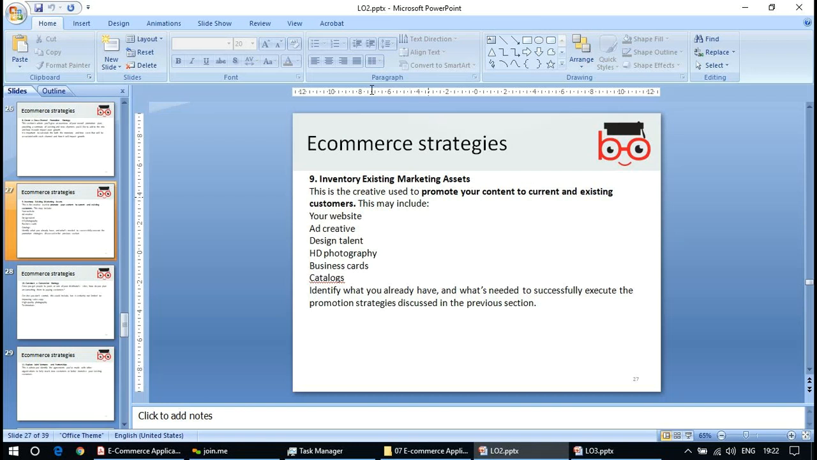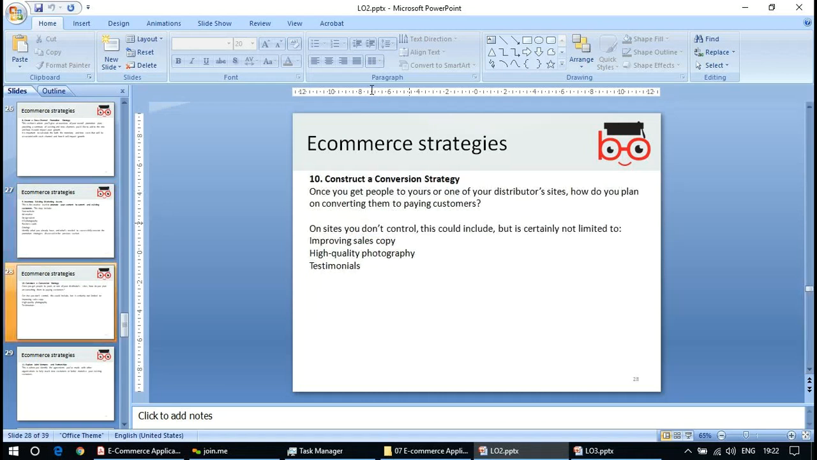So inventory of existing marketing assets means you try to optimize the existing channels as well. Because always you need to change the color of your brochure, isn't it? Yeah, definitely, you need to change things. If you keep the same thing all the time, it gets boring. So this number 9 is about the inventory of existing marketing assets, and the previous one was you try to find the alternative channels as well.